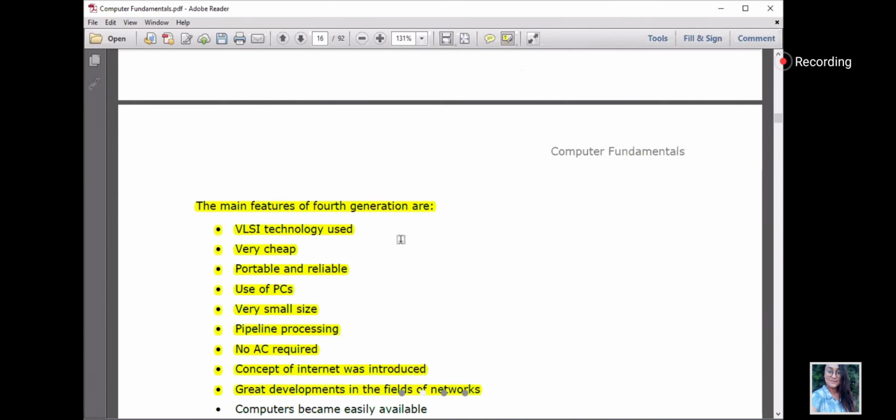So these were all for today's lecture. We did two chapters today. One is the applications, and another chapter is the generations of computers, how computers developed into modern day computers.